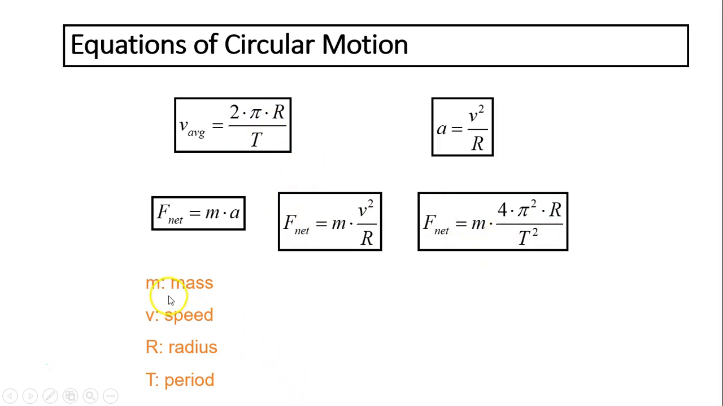In all these equations, m is the mass, v is the speed, r is the radius, t is the period. Since it is uniform circular motion, the speed is constant, there is just one speed. There is no vi, vf, because vi equals vf.